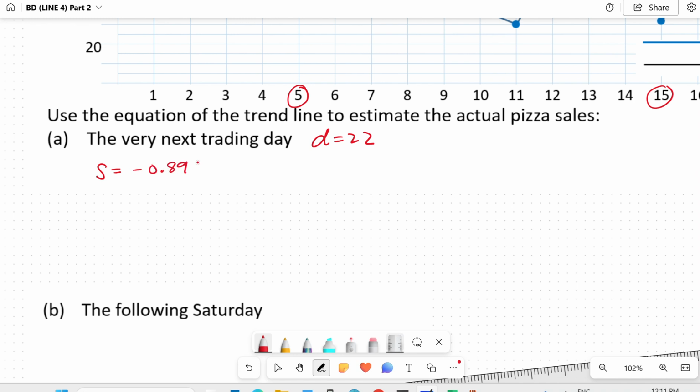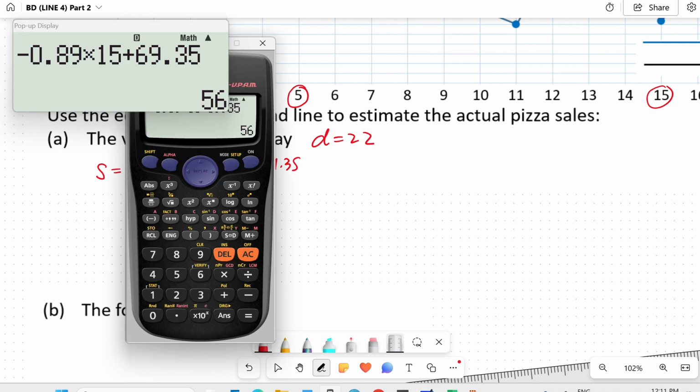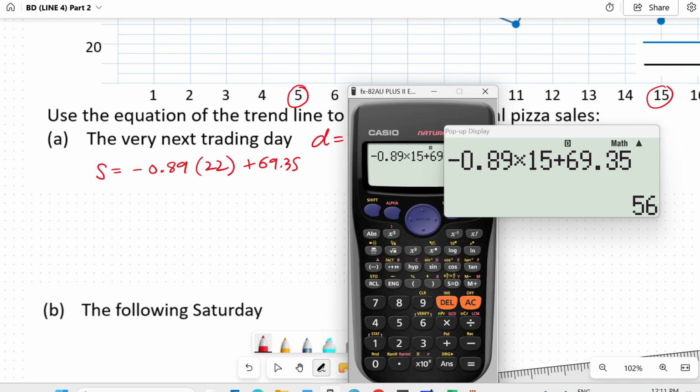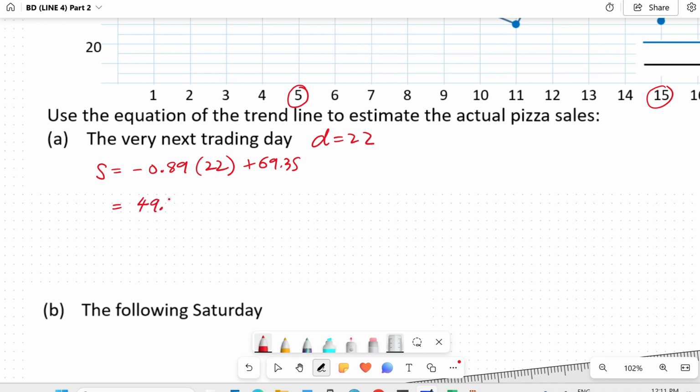Negative 0.89 times 22 plus 69.35. Okay, so we've worked that one out. So I'll change this 15 to a 22, and we've got 49.77. Okay, now it's important that we understand the next step in the process here, because this prediction is a deseasonalized figure and we need an actual figure.